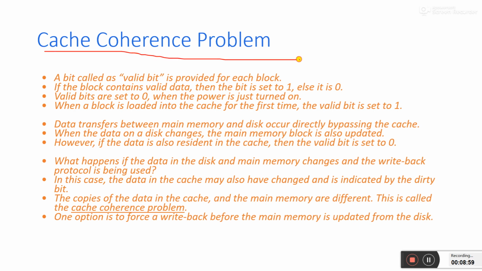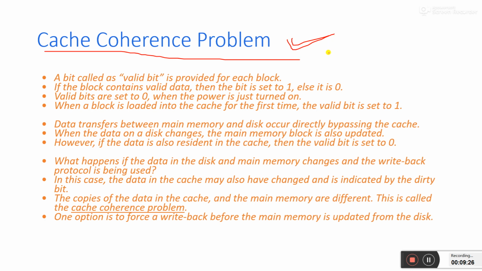So what is the cache coherence problem? It is very important and it is mostly asked in the exam. So let's see what the cache coherence problem is. A bit called a valid bit is provided for each block. If the block contains valid data, then the bit is set to 1, else it is set to 0. Valid bits are set to 0 when the power is just turned on.